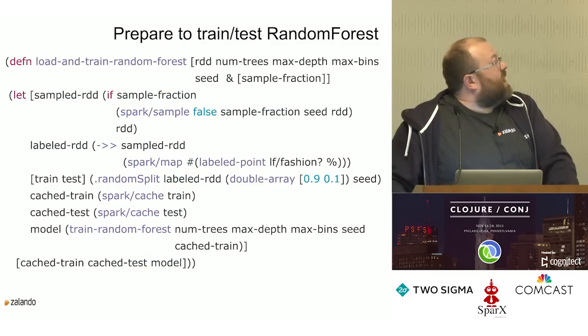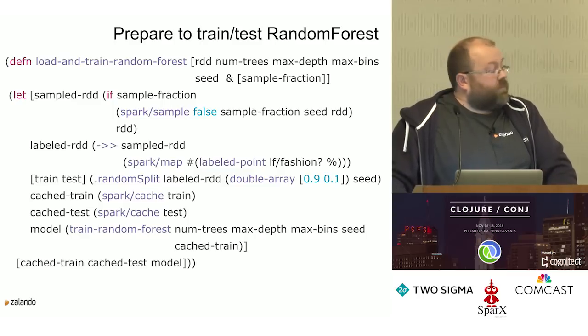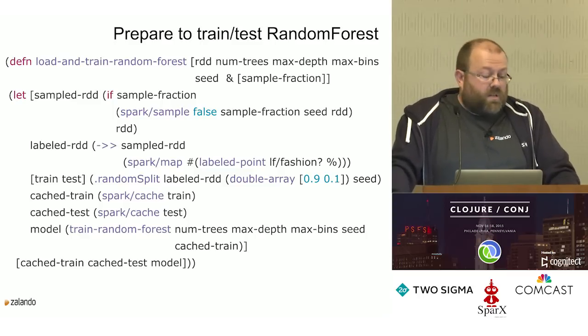This is how you kind of prepare things. In the beginning, we subsample stuff. Then we just make sure we have a labeled point. We split our data into a training set and a test set with a known seed. We cache both of them because we'll be using them multiple times. And then, again, we create the model, like from the last slide. It's pretty straightforward to use.